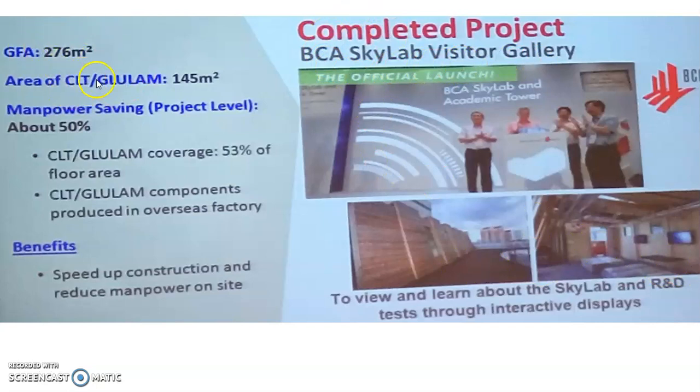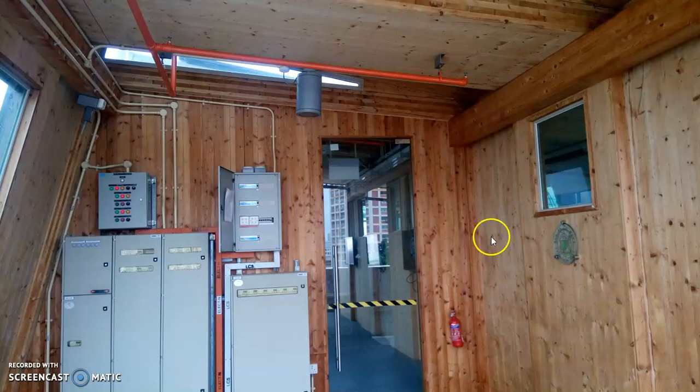The amount of this mass engineered timber is not a lot, but it's to showcase to the industry professionals that we can consider using this as an alternative material to concrete and steel. So for this project, there is about 50% manpower savings, and the benefit is that it speeds up construction and reduces manpower on site. This is how the actual Skylab looks like.